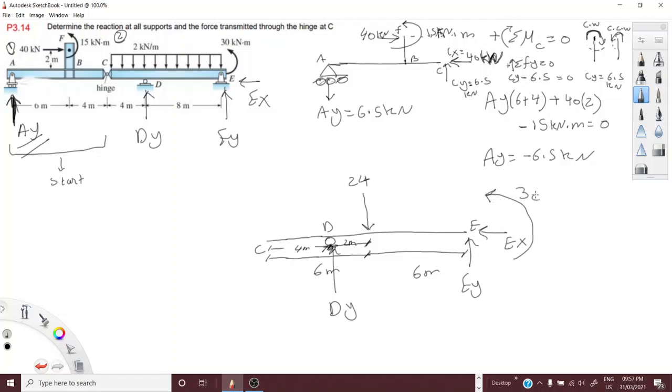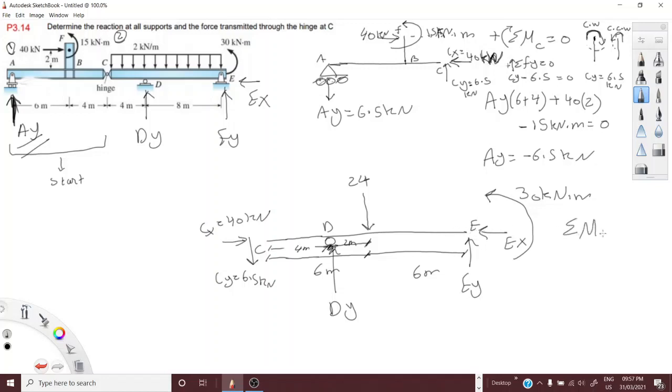Don't forget this one, guys. The opposite of Cx is to the right, Cx is 40 kilonewton. The opposite of Cy upwards is downward, which is 6.5 kilonewton. So we need to find the summation of moment at E.